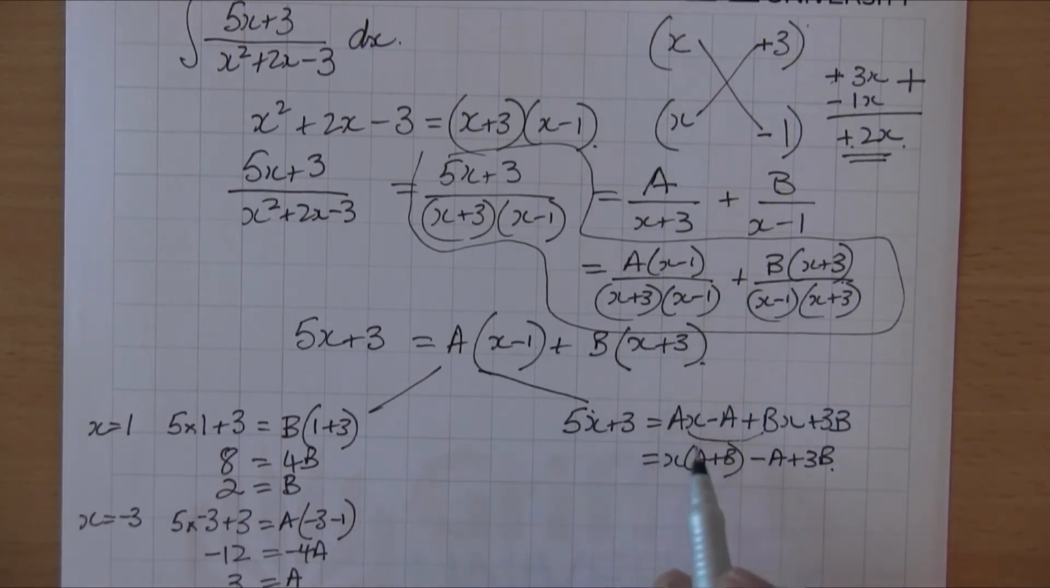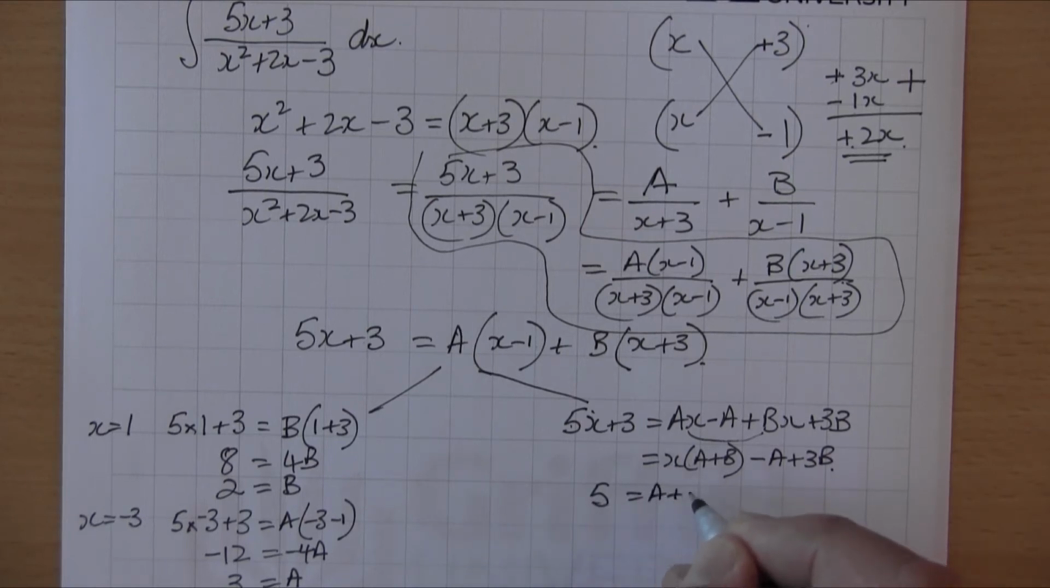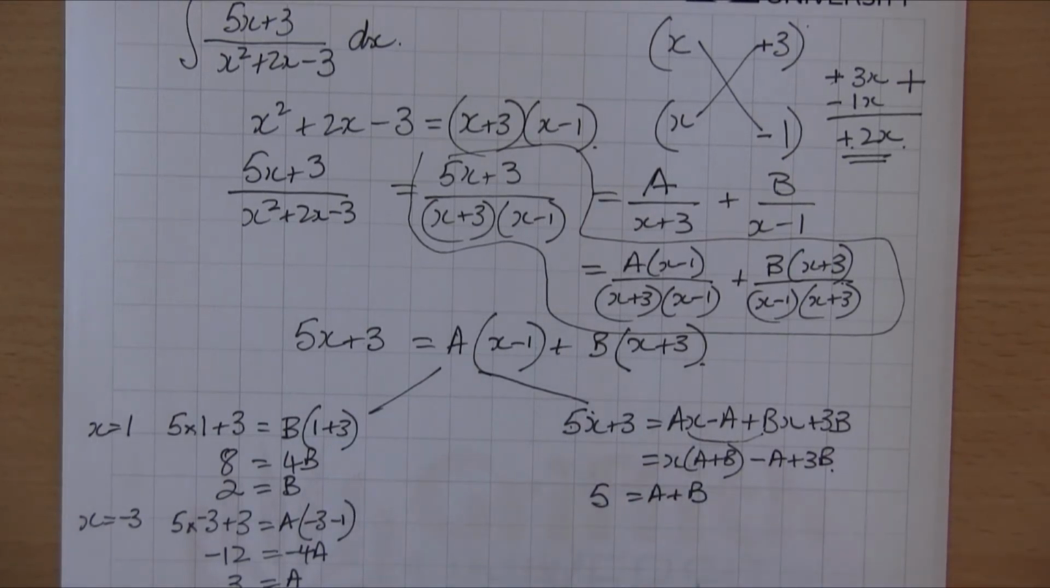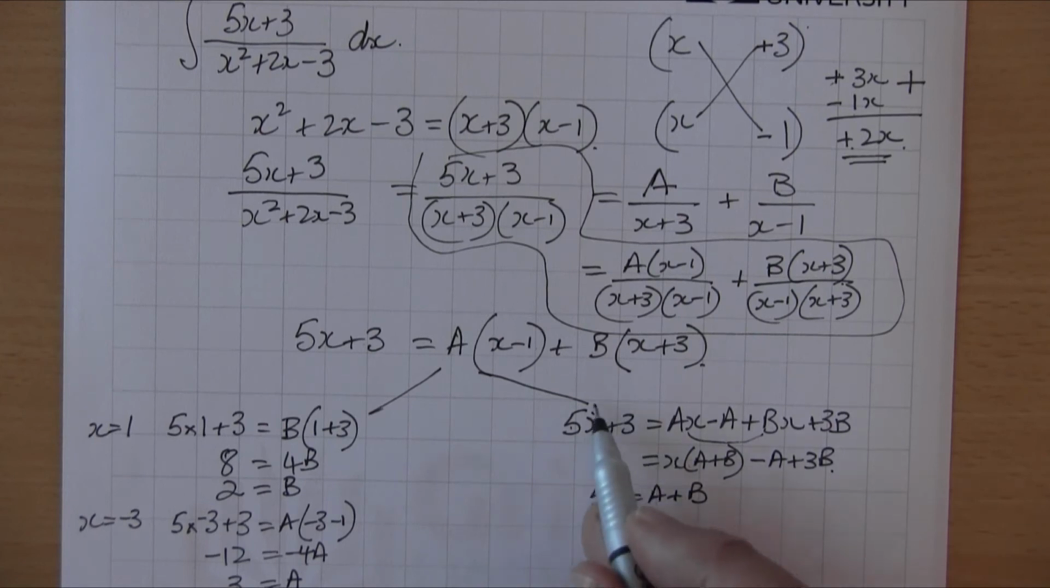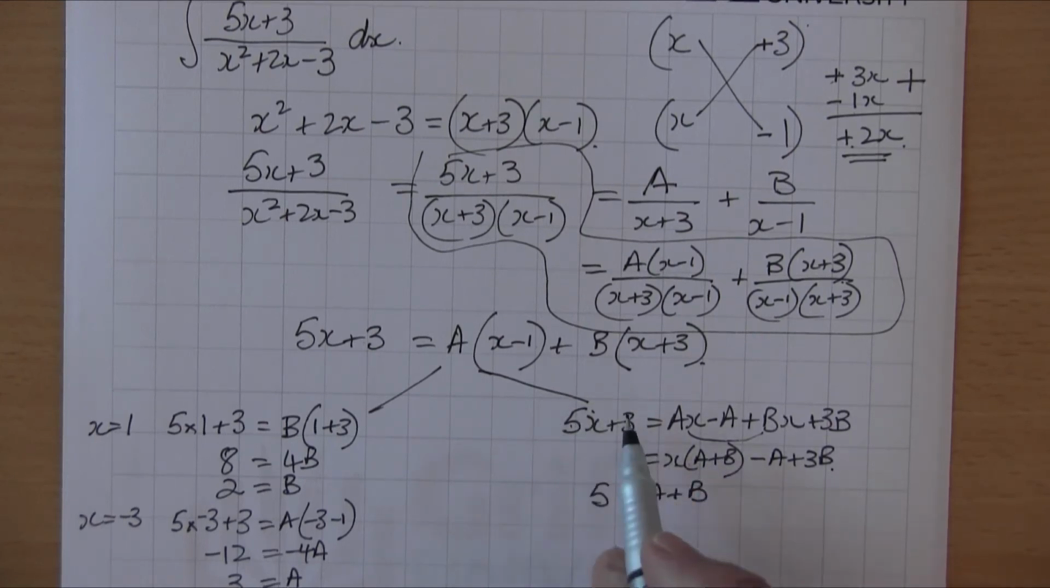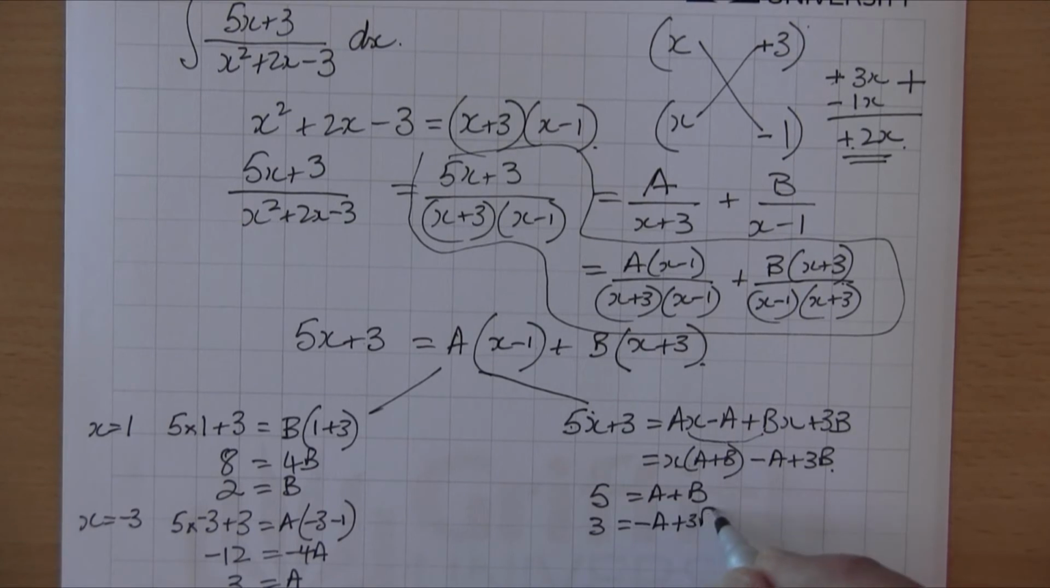Now if you've got 5x plus 3 is equal to a term in x minus a constant term, then the coefficient of x must be the same. So you've got 5 is equal to a plus b. And so the constants must be the same. So the term in x must be the same, and the constant term must be the same. And so you've got 3 is equal to minus a plus 3b.